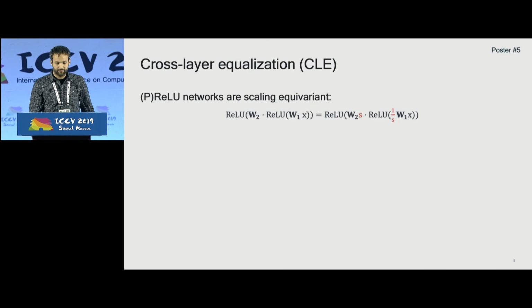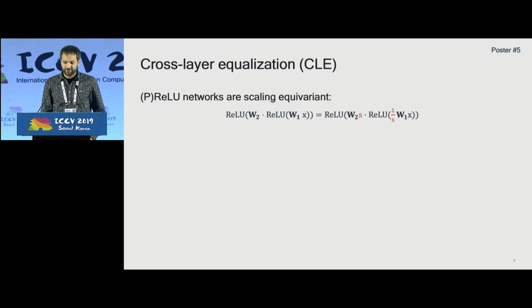To address this, we introduce cross-layer equalization. By exploiting the scaling equivariance of the ReLU activation function, we can move per channel scaling factors to adjacent layers. In this example, we see that channel 2 dominates the dynamic range of layer 1. Dividing it by S2 significantly reduces the quantization range of layer 1 while having minimal impact on the quantization grid of layer 2.